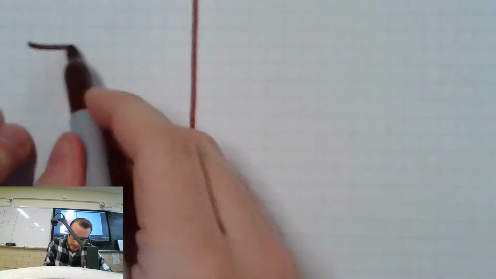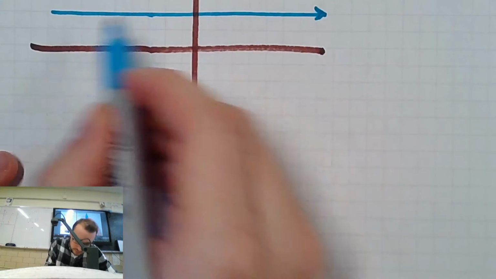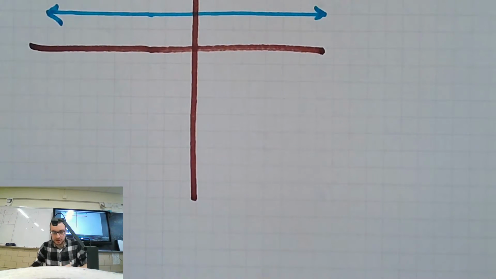Here's our coordinate plane. Here's my line of reflection. Here's the point I want to flip. Where'd my green go?